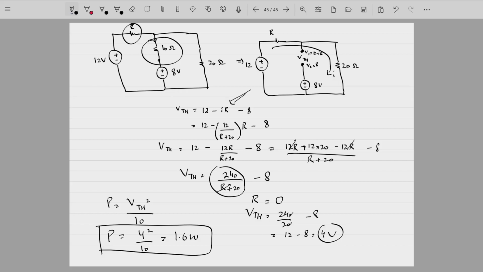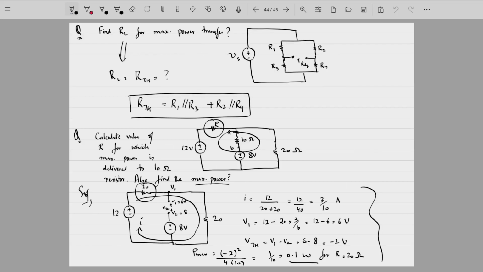Now, what we have found out is that at R equal to 0, RTH will also be equal to 0. Thevenin's resistance will also be equal to 0. At that particular time, the maximum power will be delivered to this 10 ohm resistance, and you can see this 1.6 watts is actually more than the 0.1 watts that we had obtained using the maximum power transfer theorem.